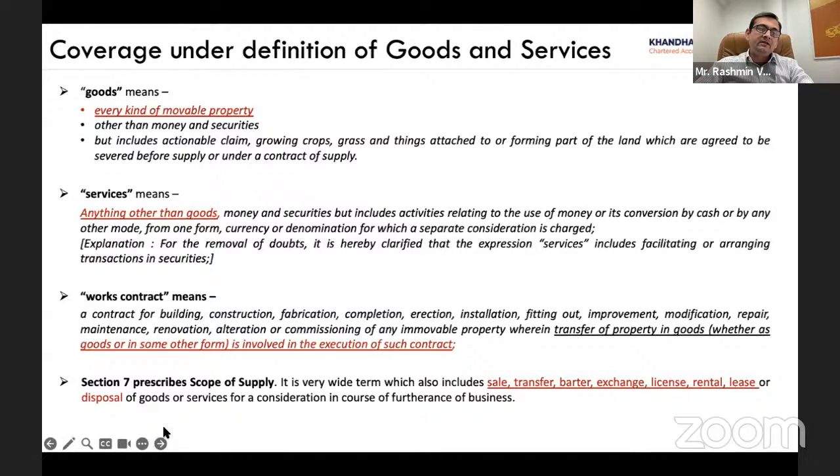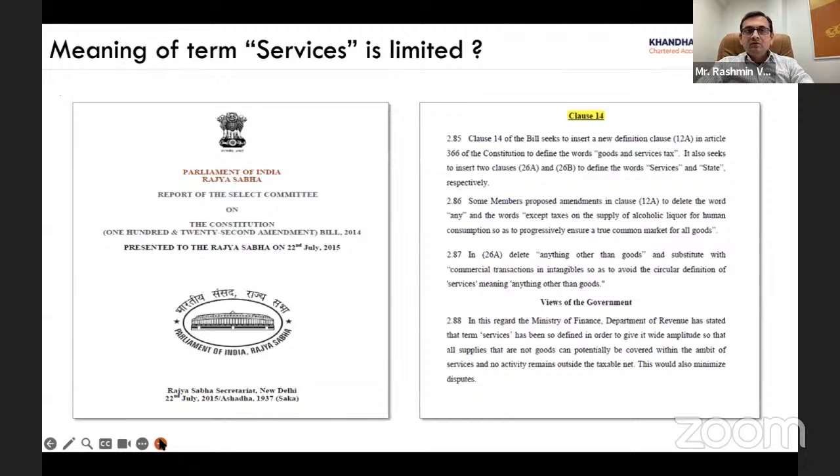Why I'm saying this is that somewhere in 2015, when GST was discussed in Rajya Sabha, some members said that this is a very open-ended definition, anything other than goods. So you have to say something like: except the taxes on supply of alcoholic liquor, and progressively ensure the true common market of all goods is covered under the GST. What the government's views were at that point of time, the Department of Revenue said that services has been so defined in order to give it wide amplitude, so that all the supplies that are not goods can potentially be covered within the ambit of services.